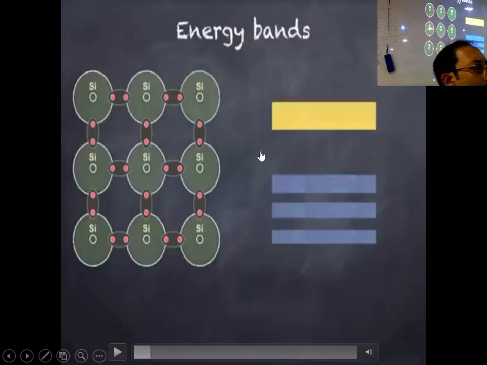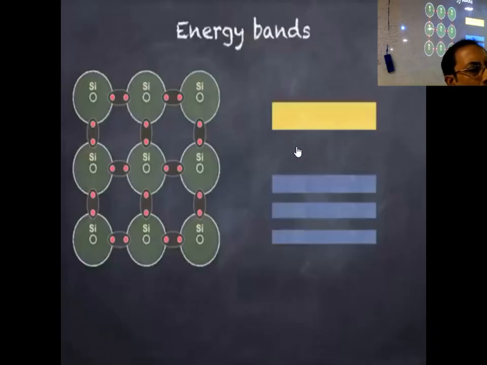This one is called valence band and this is called conduction band. The band gap should be around 1 electron volt for semiconductor. For conductor it is 0. For semiconductor it is around 1 electron volt and for non-conductor it is 15 to 20 electron volt.